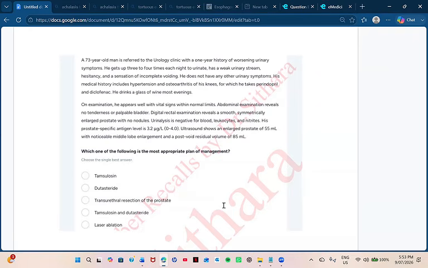On examination, he appears well with vital signs within normal limits. Examination revealed no tenderness or palpable bladder. Digital rectal examination revealed a smooth, symmetrical, enlarged prostate with no nodules. Urinalysis is negative for blood, leukocytes, and nitrites. His prostate specific antigen is 3.2. Ultrasound shows an enlarged prostate of 55 with noticeable middle lobe enlargement and a post-void residual of 85. Which one of the following is the appropriate management plan?